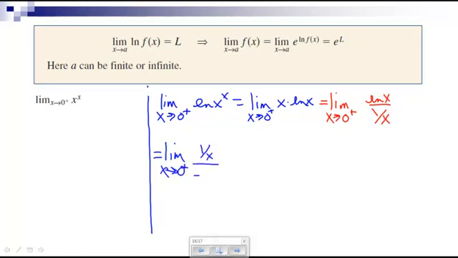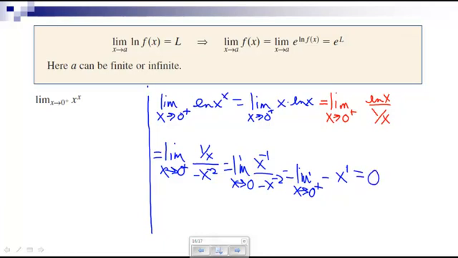We're doing the derivative. The derivative of ln x is 1 over x. Then the derivative of 1 over x is negative 1 over x squared, or negative x to the negative 2. So you bring this up because of the negative exponent, and you end up getting negative x squared over x, which ends up being negative x, which as that approaches 0, equals 0.